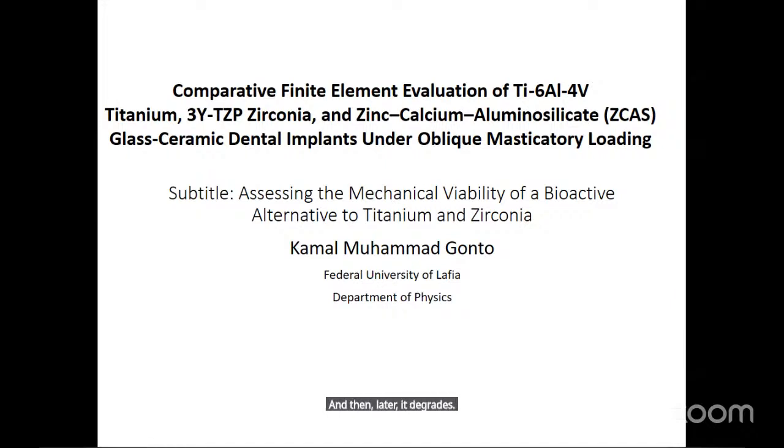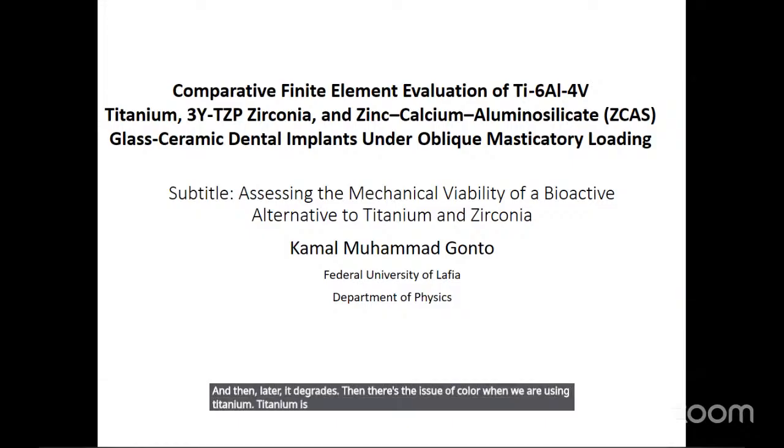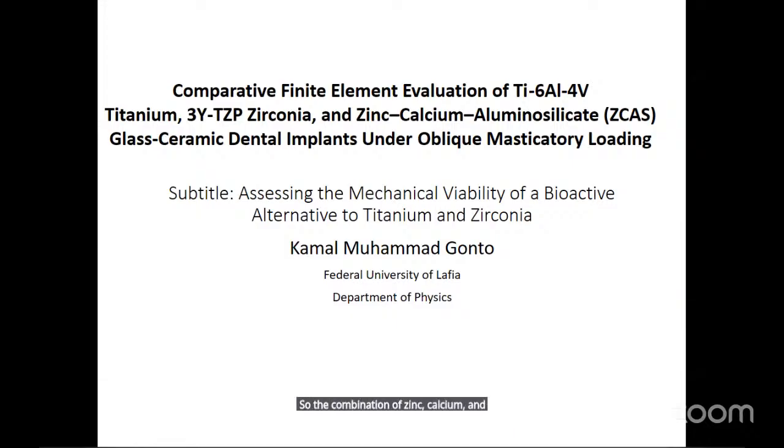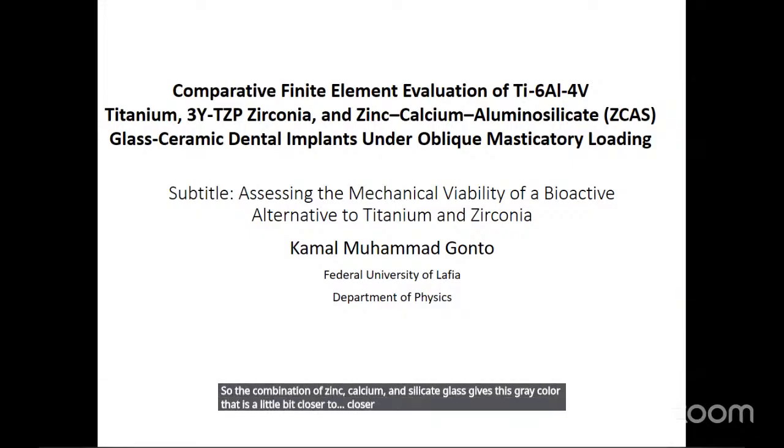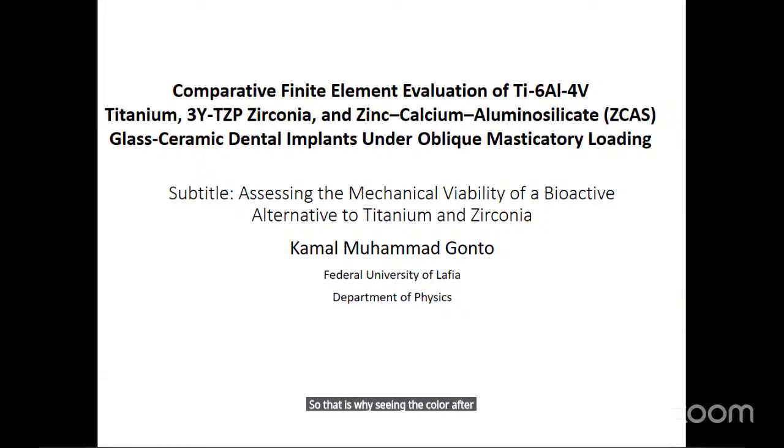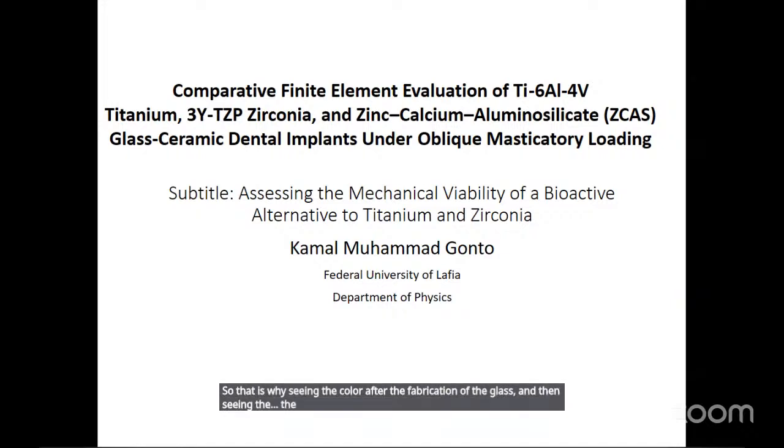Then there's the issue of color when we are using titanium. Titanium is gray in color, so if they are constructing the tooth itself or any implant that might show, some people don't like the color. So the zinc calcium aluminum silicate glass gives a color that is a little bit closer to the tooth itself. So after seeing the color after the fabrication of the glass, and seeing the antibacterial property of zinc oxide, we decided to go into simulating.